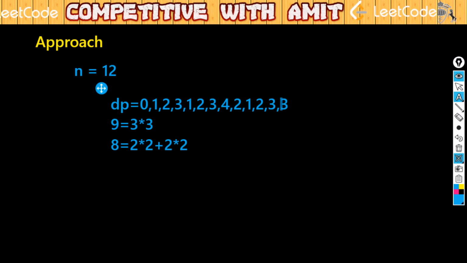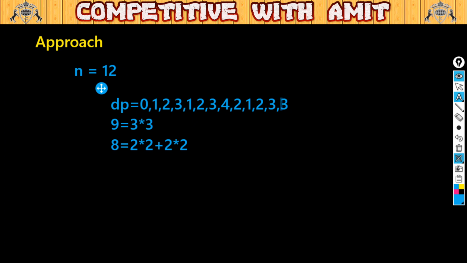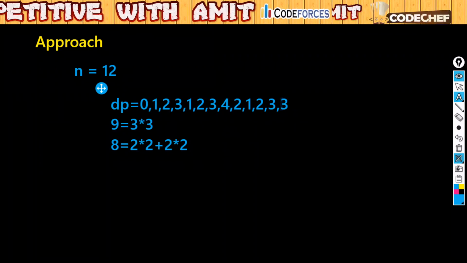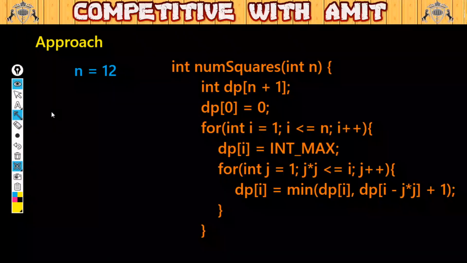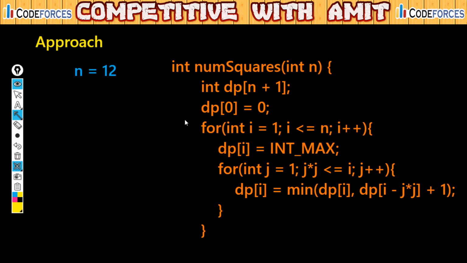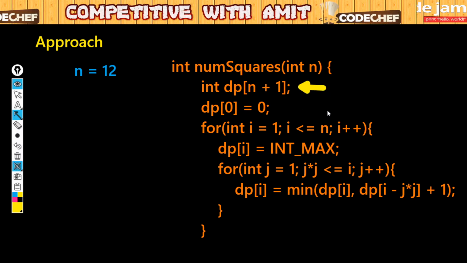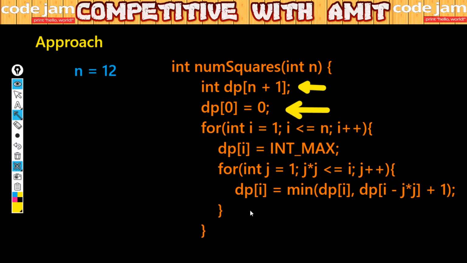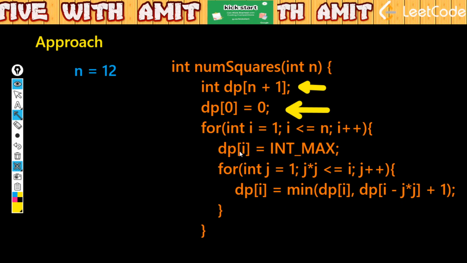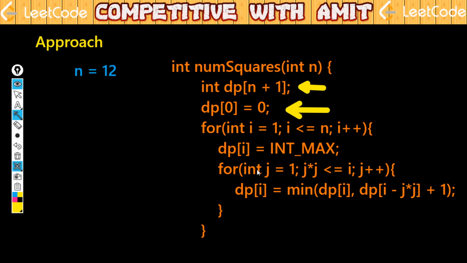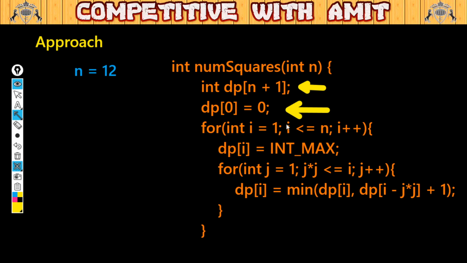Now we will look at the solution approach, or the code which we will use in this DP solution. So we will use this code. First of all, I am initializing DP. Then after this I am initializing the DP 0 index. Now the main part: I have iterated over all the values of DP. At the start we will take n equals 12 and then we will try to solve.